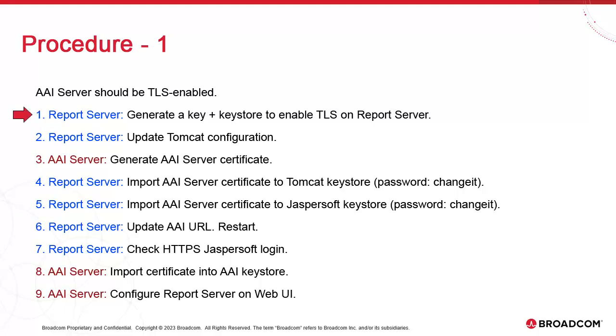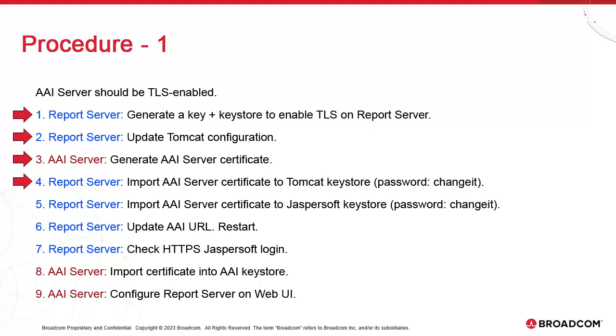We start on the report server hosts. We need to generate a key and a key store. This is a technical requirement for TLS activation. Next, we update the Tomcat configuration and activate TLS in a dedicated config file. On the AAI host, we generate a certificate which we'll make available to the report server. This is so the report server is able to authenticate with the AAI server. We logically move the certificate file to the report server host.